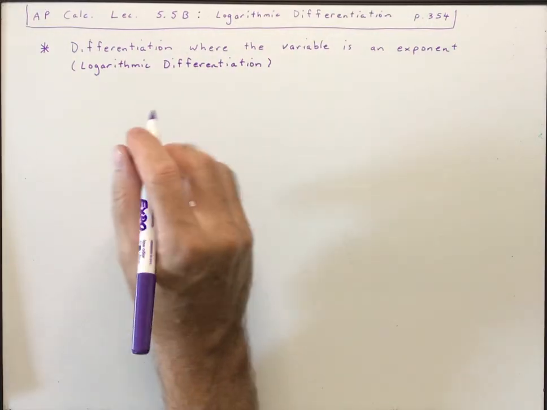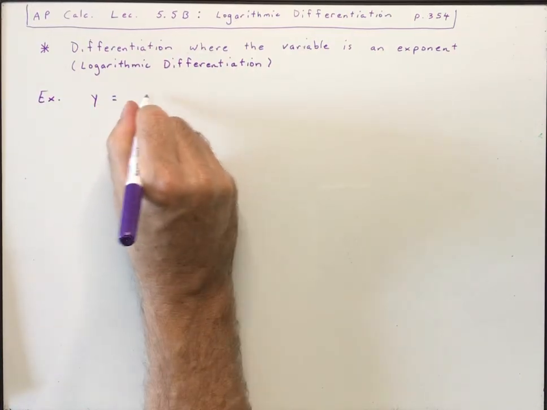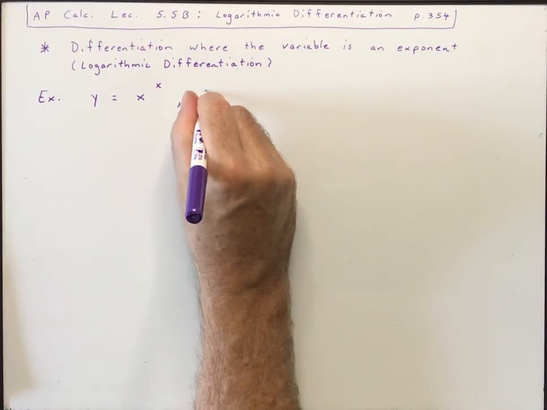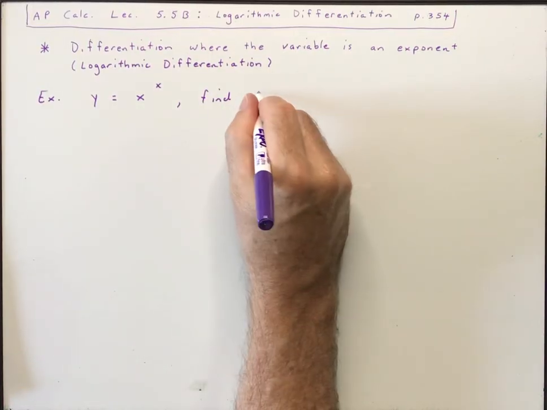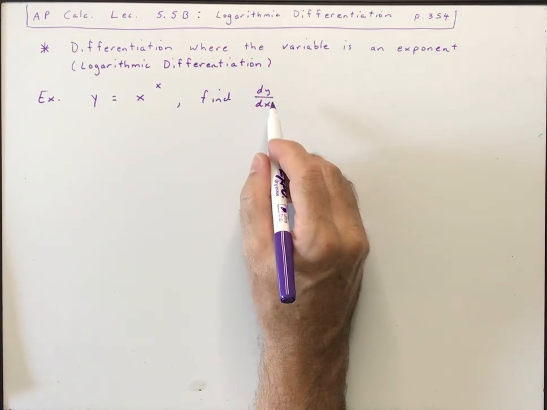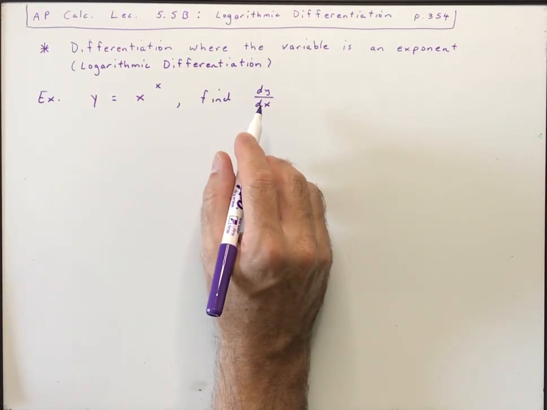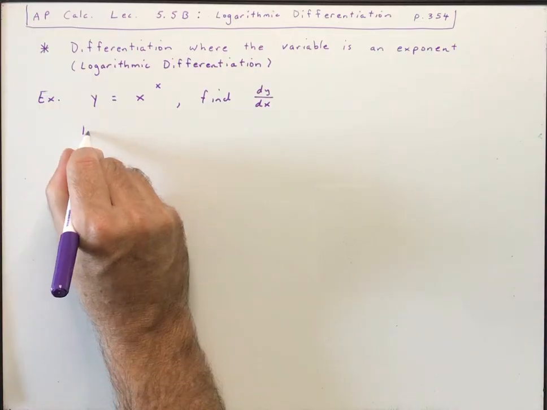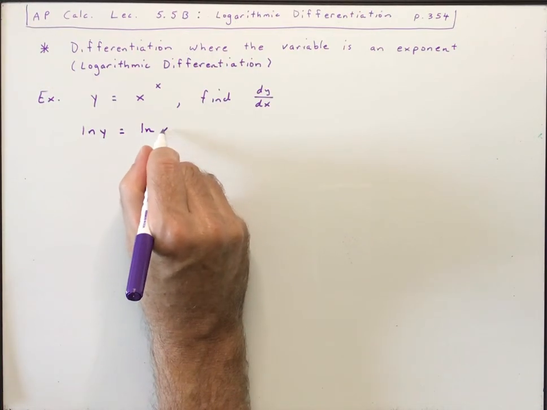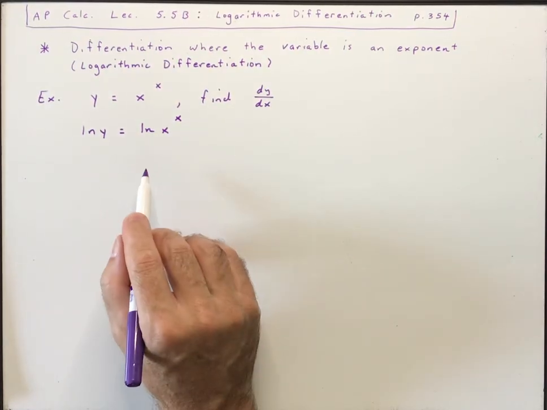So our first example is we're going to go ahead and work that problem, y is equal to x to the x. So we want to find dy dx. Find the derivative with respect to x, or y prime, whatever you want to call it. Okay, so the first step is to take the natural log of both sides. So natural log of y is equal to the natural log of x to the x. As long as you do it to both sides, that's totally legal algebraically.